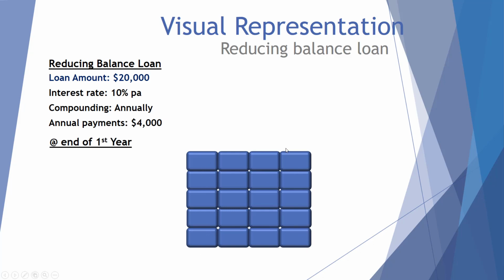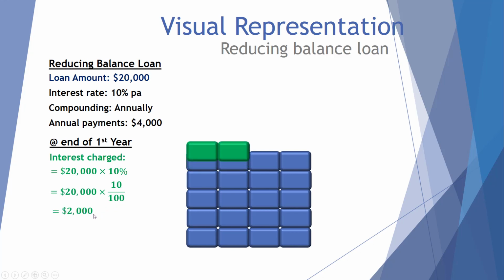At the end of the first year, we have interest that's charged to this loan. And from our information up here, it's 10% of the previous amount, which was $20,000. So 10% of $20,000. 10% can be represented by 10 out of 100. That gives us an interest of $2,000. So our loan that was $20,000, we now owe $22,000.